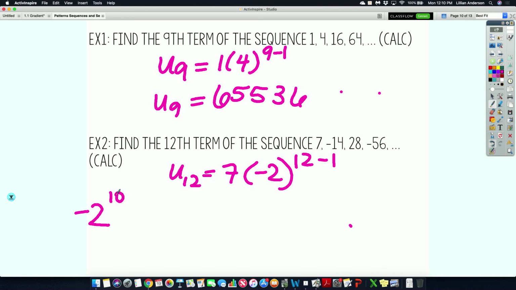-2 to the 10th power. You got a negative number, didn't you? Okay? You have to be careful. What the calculator reads when it does this is it's saying take 2, raise it to the 10th power, then make it negative. Okay? So you want to be careful. If you want the calculator to give you -2 to the 10th power, you have to do it with parentheses.